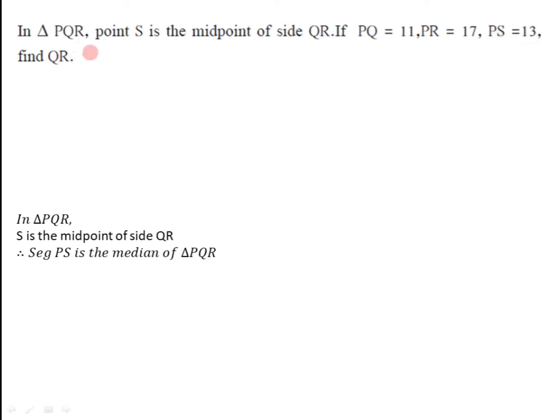For this problem, the diagram is not given. So first of all, we should draw a diagram. So let us have one triangle. We'll name this as triangle PQR. Here it is given that point S is the midpoint of side QR.